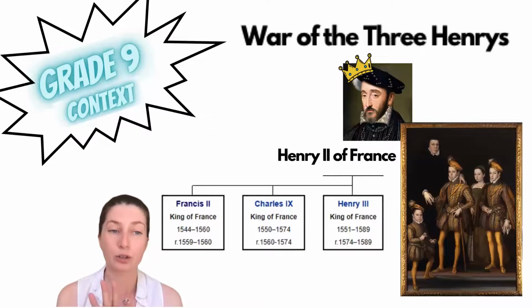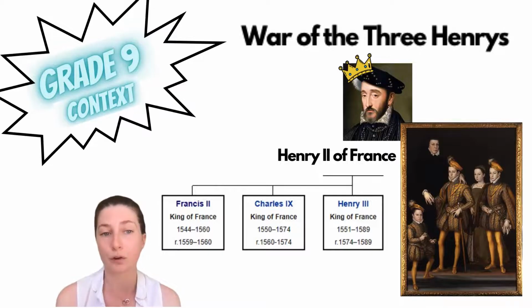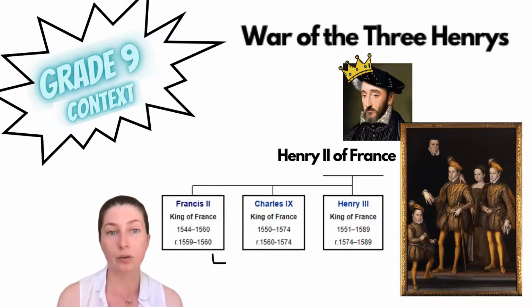Now, he has 4 children, as I say, of which 3 are kings of France. However, his older 2 children, Francis and Charles, do not live very long, as you can see from the dates. And that's why the youngest son, Henry, finds himself in a position to inherit the throne.